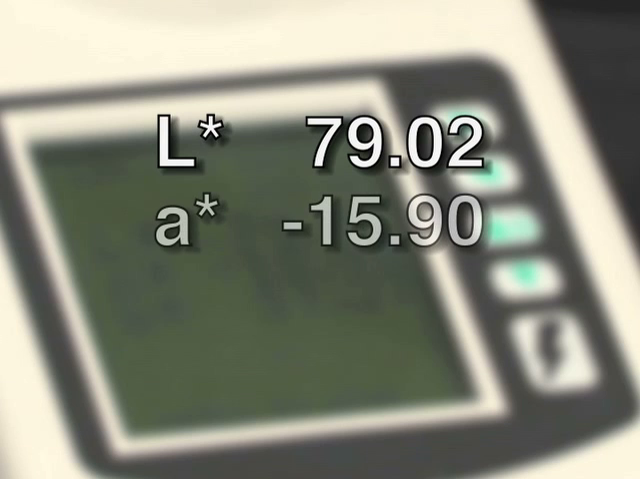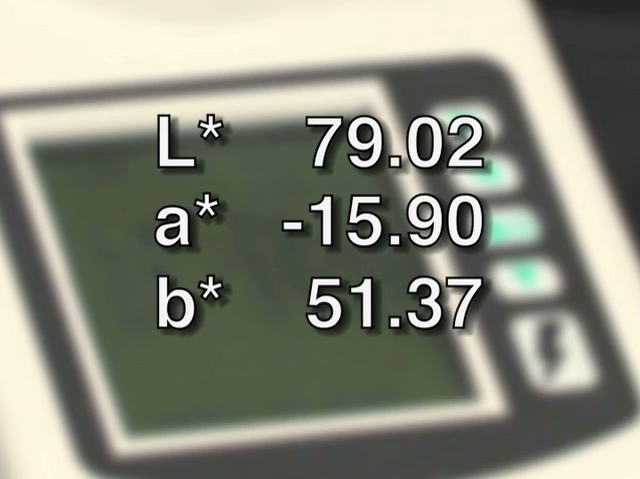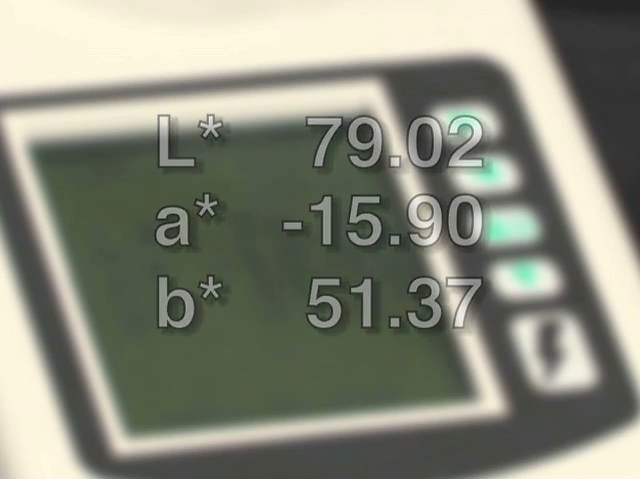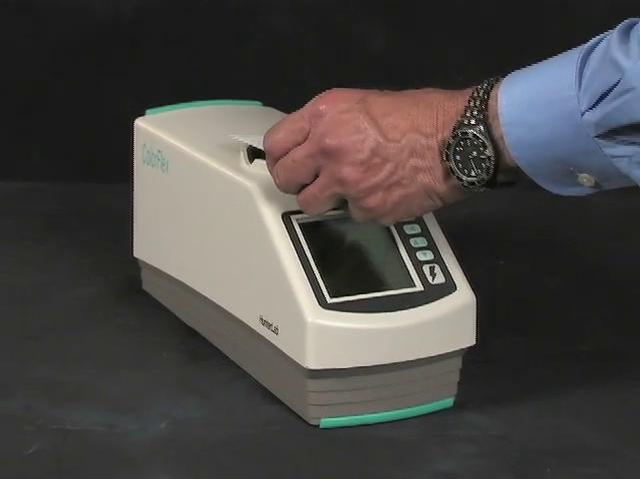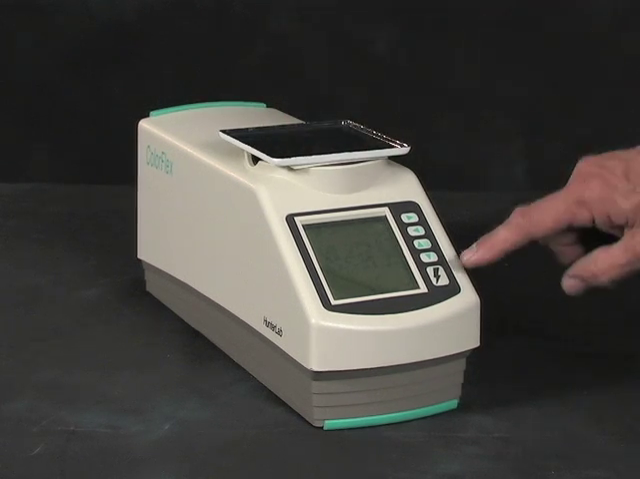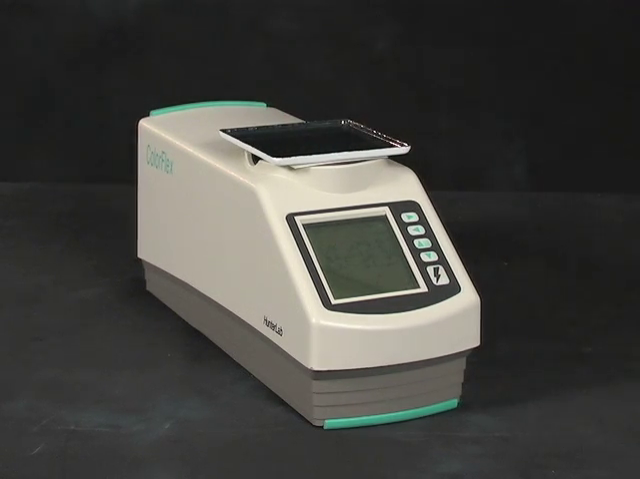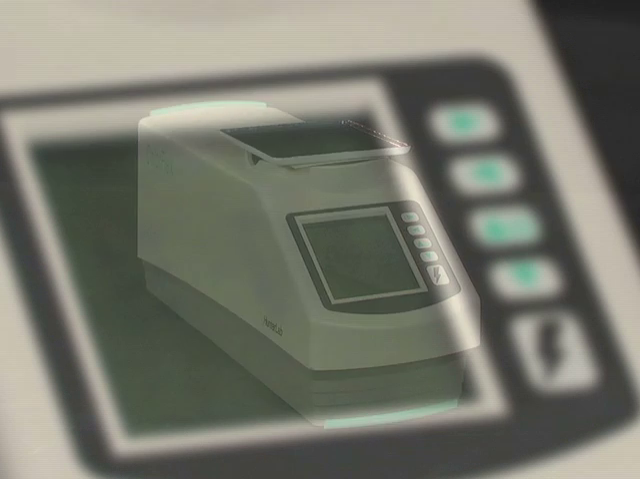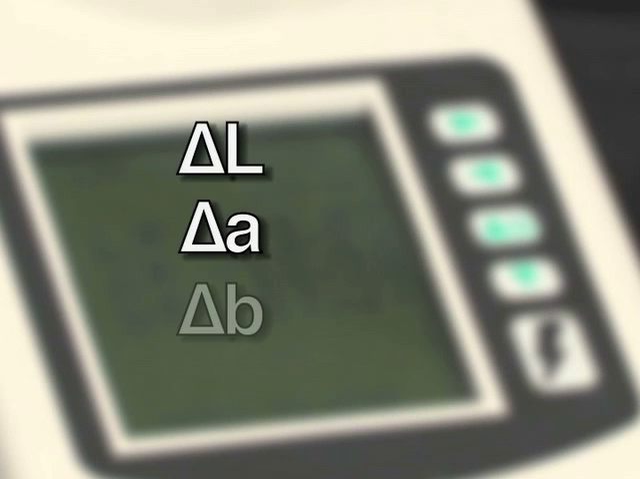Here, the L value is relatively high, indicating it is light in color. The A value is negative toward the direction of green, and the B value is positive towards the direction of yellow. Next, we measure the second green sample. The instrument displays the color difference between the second sample and the first one. The differences are expressed as delta L, delta A, and delta B.